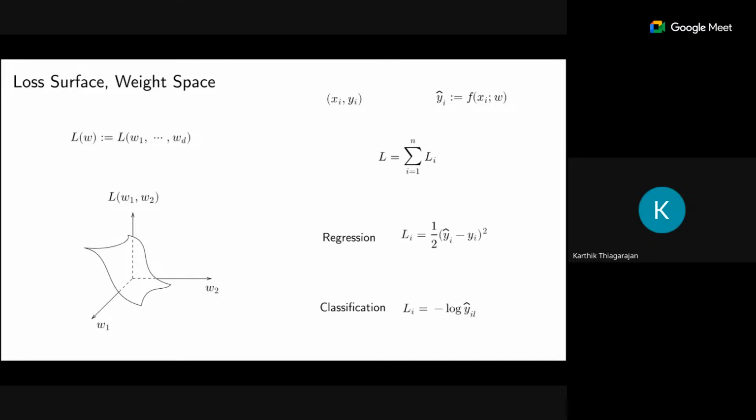So for regression, this is each Li, you already know what this is. So it's half (yi hat minus yi) square, and this is negative log of the predicted probability of the true class, right? This is cross entropy, and this is squared error, right? So far, I think you know all these things, right?